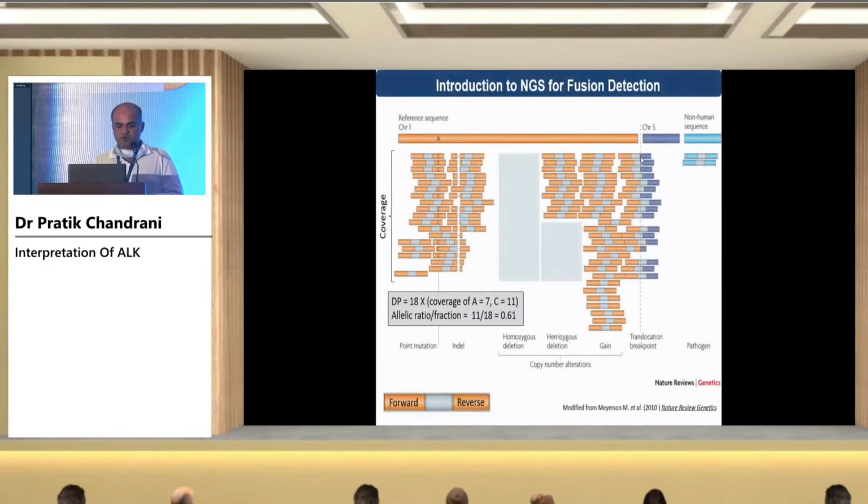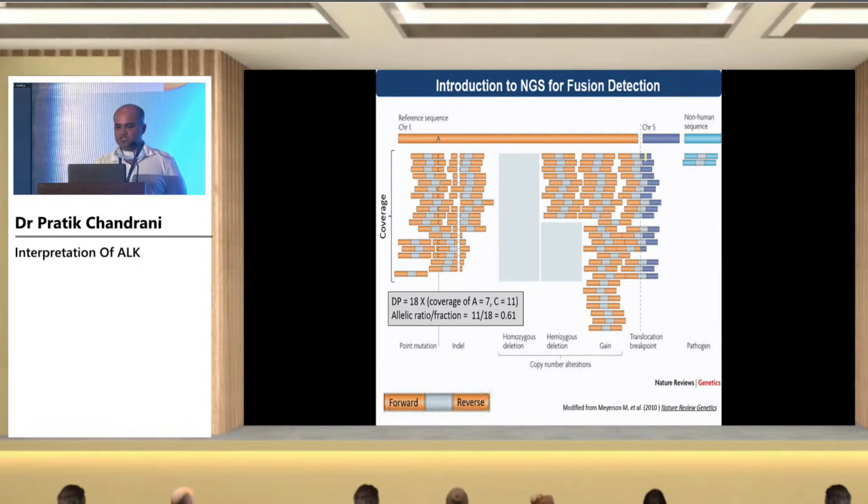In NGS, what we do is we take the genomic DNA or RNA of a patient sample, and we chop them up into smaller fragments, as can be seen here in these orange lines. The smaller fragments are sequenced by a next generation sequencing machine. After the sequencing, we align all the data to the reference genome, which is a standard human genome sequence. After the alignment, we find the point mutations, insertion deletions, large deletions, as well as gene fusions.